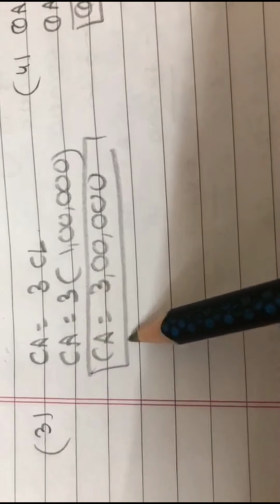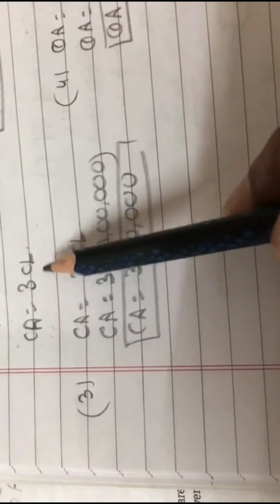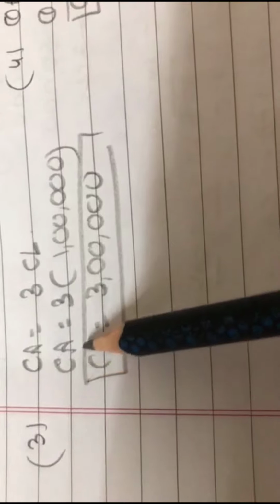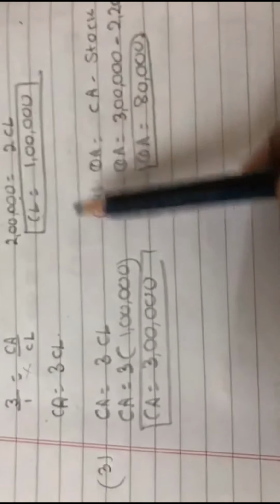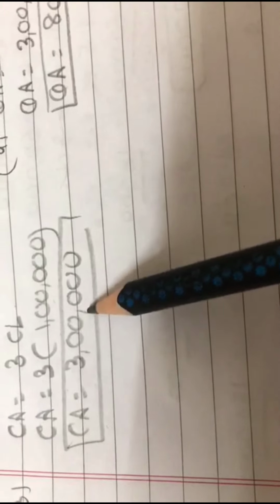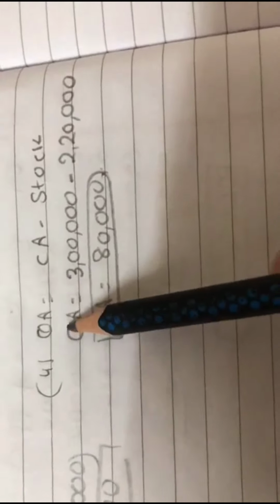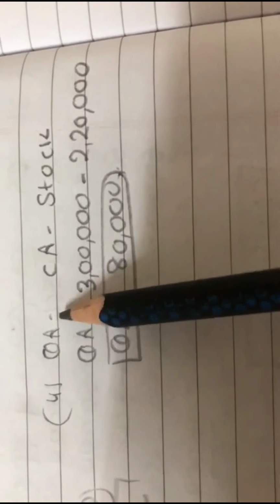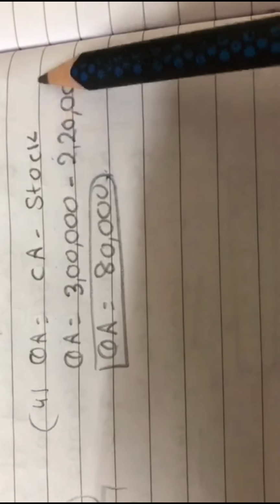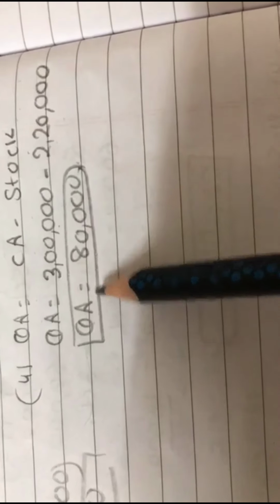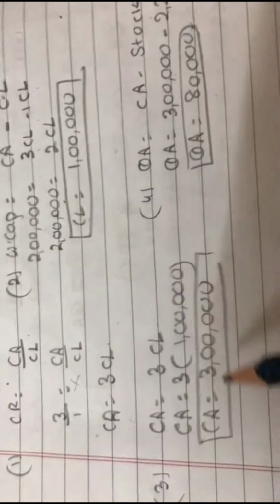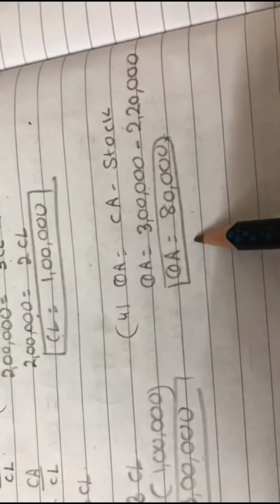We have to calculate current assets. As we have already calculated in the equation, current assets is equal to 3 CL. So current assets is equal to 3 into 1 lakh. So current assets is equal to 3 lakh. Then with this information we can calculate quick assets. As you all know, quick assets is equal to current assets minus stock and prepaid expenses, but you don't have prepaid expenses in this problem. So quick assets is equal to 3 lakh minus stock, which is given in the problem, 2,20,000. So how much is quick assets? 80,000. With this we have calculated current assets, current liabilities and quick assets.